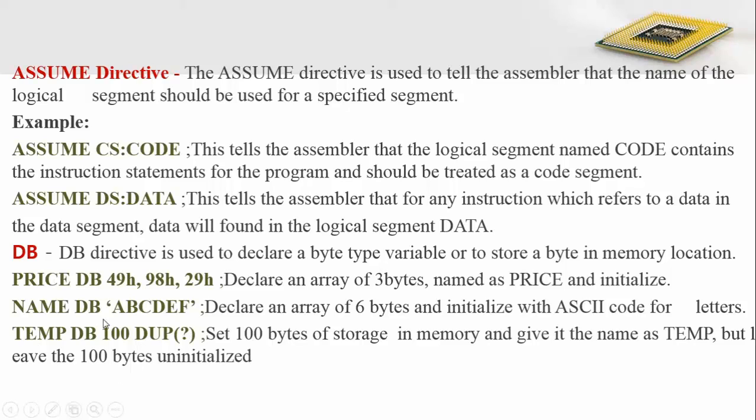Allot 100 bytes, and these 100 bytes together are named temp, and each byte is initialized with the value present inside the parenthesis. Here it is 0. But in this particular example, it is marked as a question mark inside the parenthesis. That indicates we need to allot 100 consecutive bytes and keep them uninitialized.